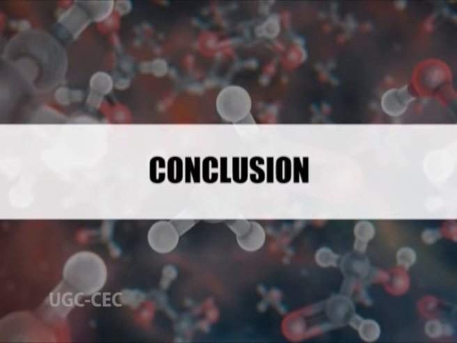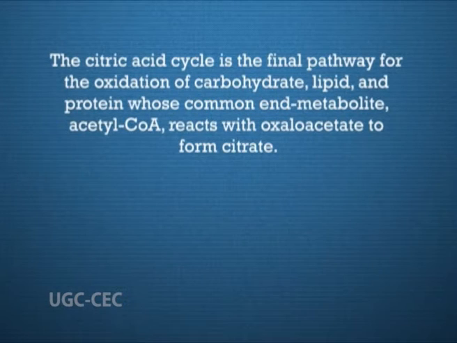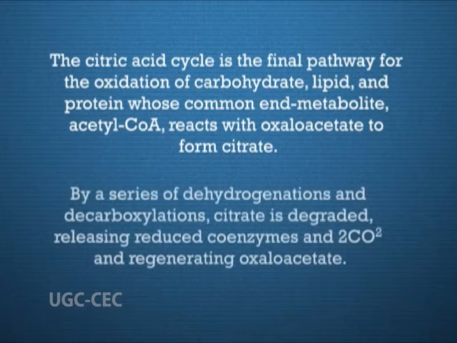Finally, let's come to the conclusion. The citric acid cycle is a final pathway for the oxidation of carbohydrates, lipids, and proteins whose common end metabolite acetyl-CoA reacts with oxaloacetate to form citrate. By a series of dehydrogenations and decarboxylations, citrate is degraded, releasing reduced coenzymes and molecular carbon dioxide and regenerating oxaloacetate.